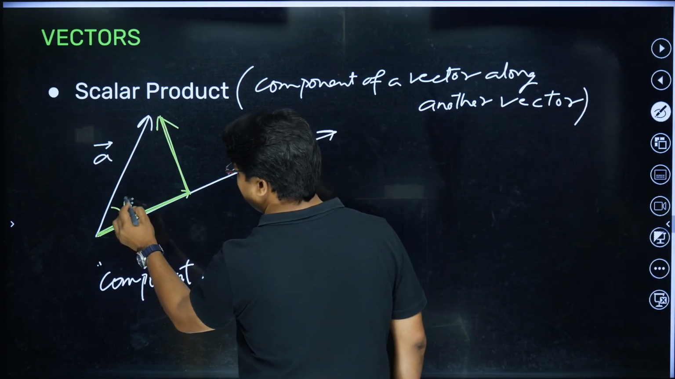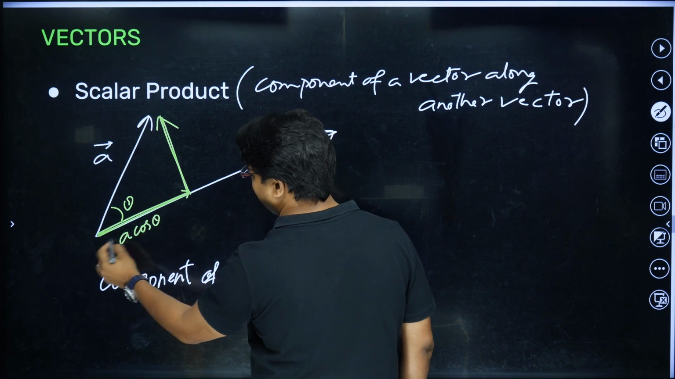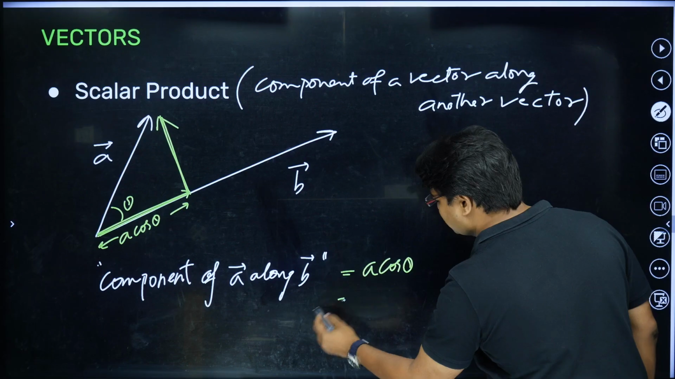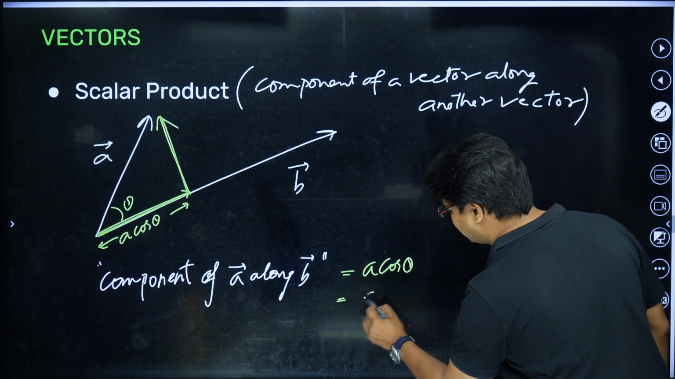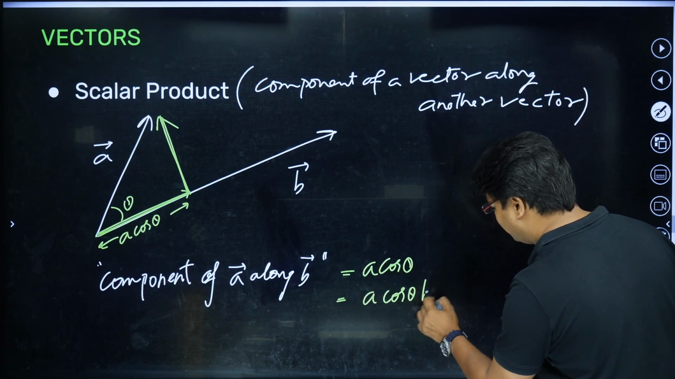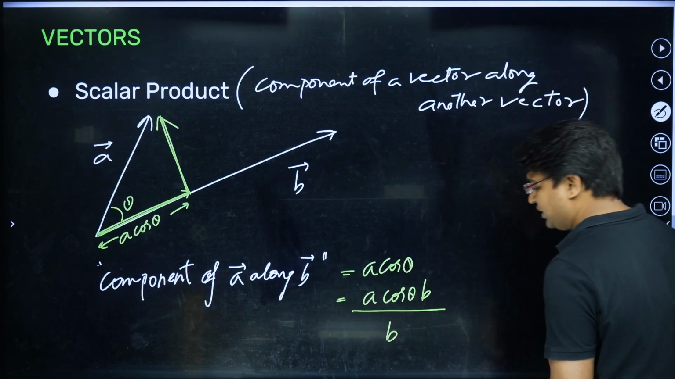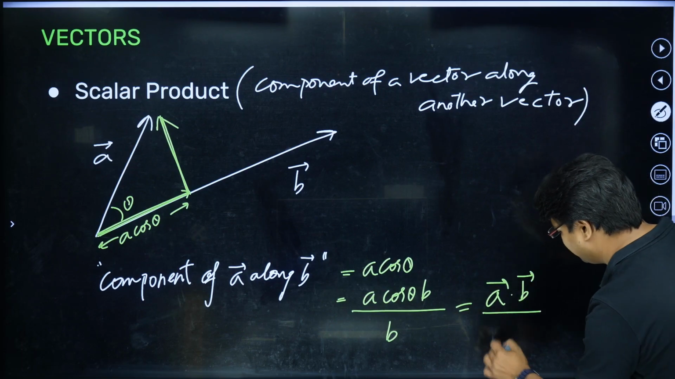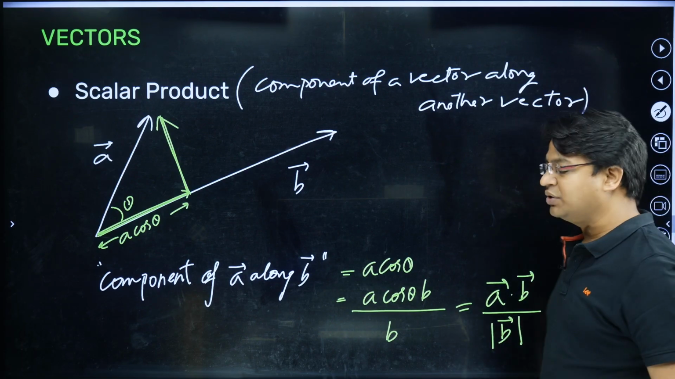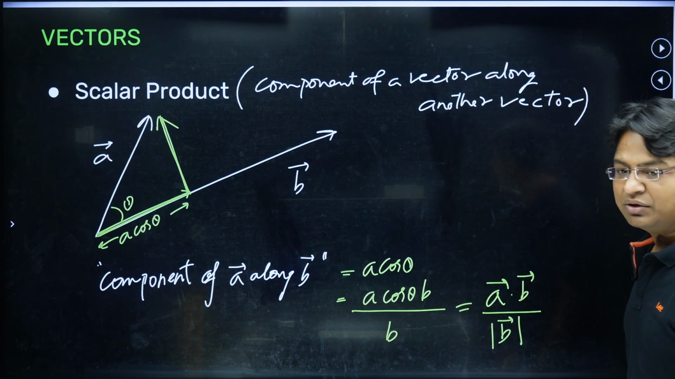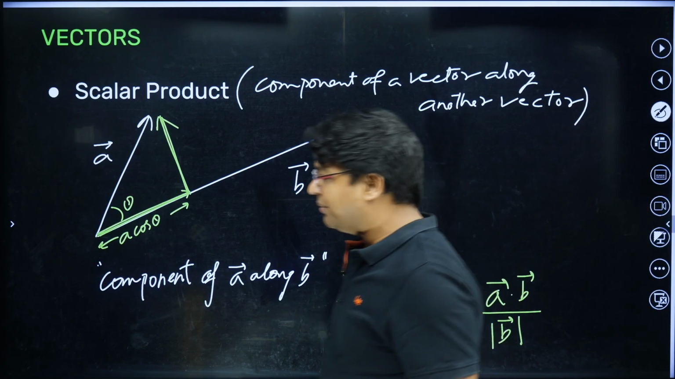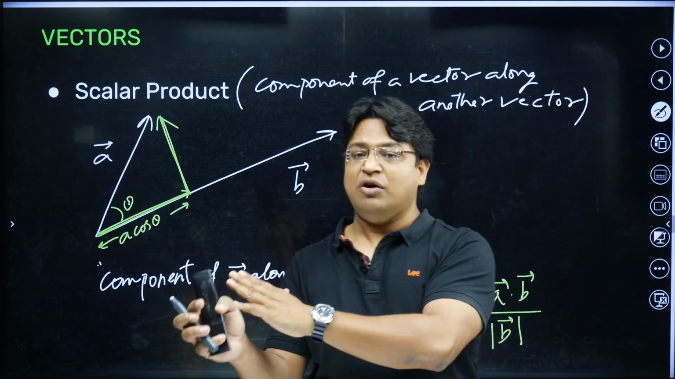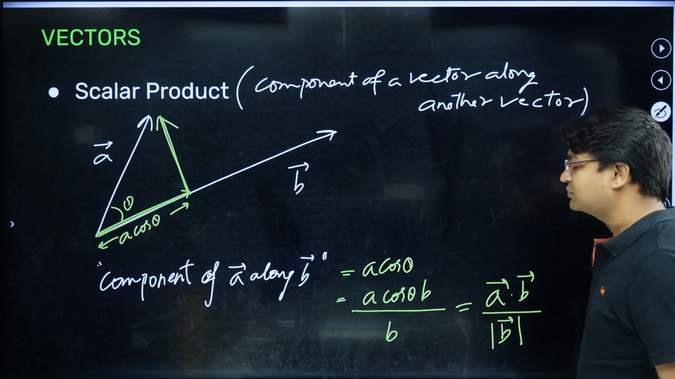So if this angle is theta, we know that this would be A cos theta. We are trying to get A cos theta. This would be the component of A along B, and we know that A cos theta can be written as A cos theta into B divided by magnitude of B, and this is nothing but A dot B divided by magnitude of B. So this is how you can get the component of a vector along another vector. You can remember this, it's a good thing. So if two vectors are given to you, and you want to know how much component one vector has along the other vector, this is how you get it.